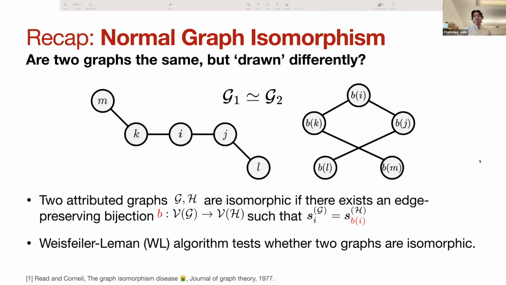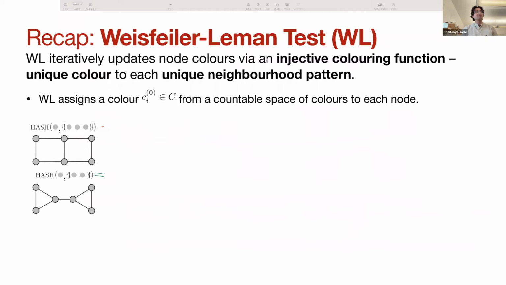And the Weisfeiler-Leman algorithm is a test for determining whether two graphs are isomorphic or not. There's a rich history of work on graph isomorphism and algorithms to detect it. Specifically, the WL test updates node coloring. Every node in your graph is assigned a coloring via injective coloring functions, which basically means that you assign a unique color to each unique neighborhood pattern. So for example, here you'd start by assigning a color to every node. In this case, all nodes have the color gray since we don't assume anything about their features.